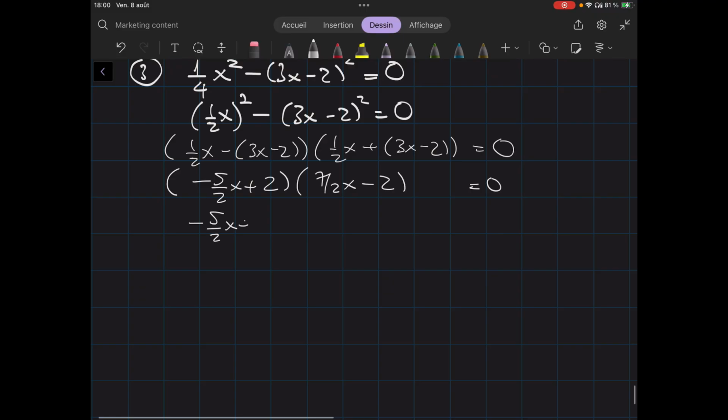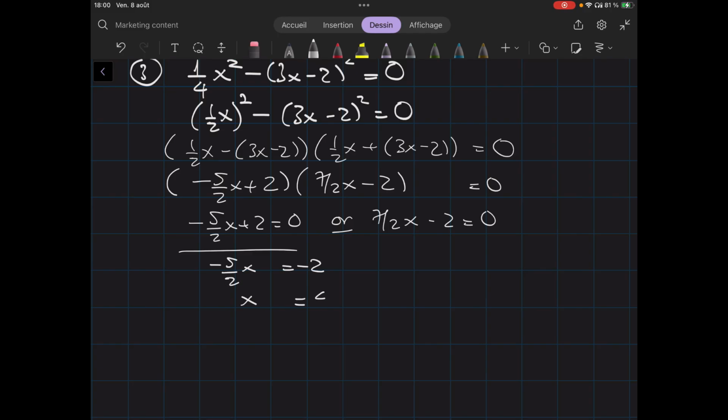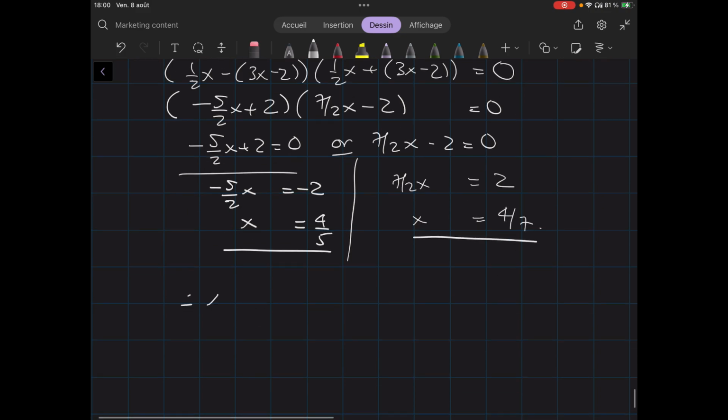This is true if either this is true or the other one is true. Negative 5 by 2 x is equal to negative 2, so x is 4 by 5. Alternatively, 7 by 2 x is equal to 2, or x is 4 by 7. Therefore, x is equal to 4 by 5, or x is equal to 4 by 7.